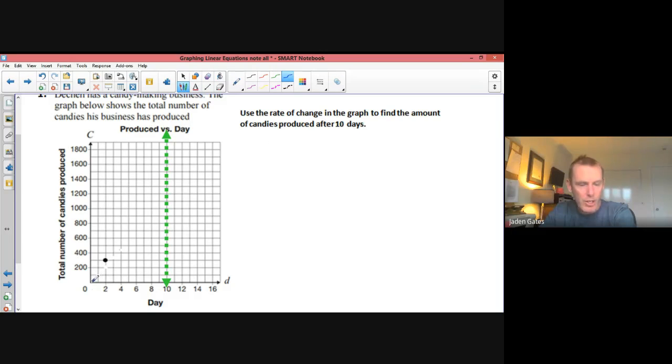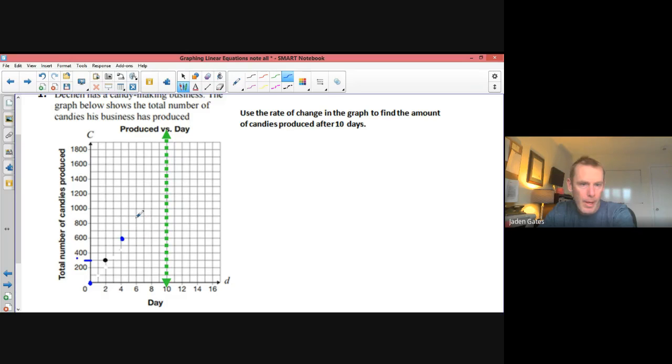Again, I'm going to use my slope here to figure out how many candies are produced after 10 days. Now you see that after 0 days, it makes sense that there are no candies. But after 2 days, we go up, there's 300 candies. So what I'm going to do is, see the slope here, I'm going to go right 2, up 3 on this graph because it's all the same scale. So from this point, I go right 2 and up 1, 2, 3. Just again, the slope following the pattern of the line.